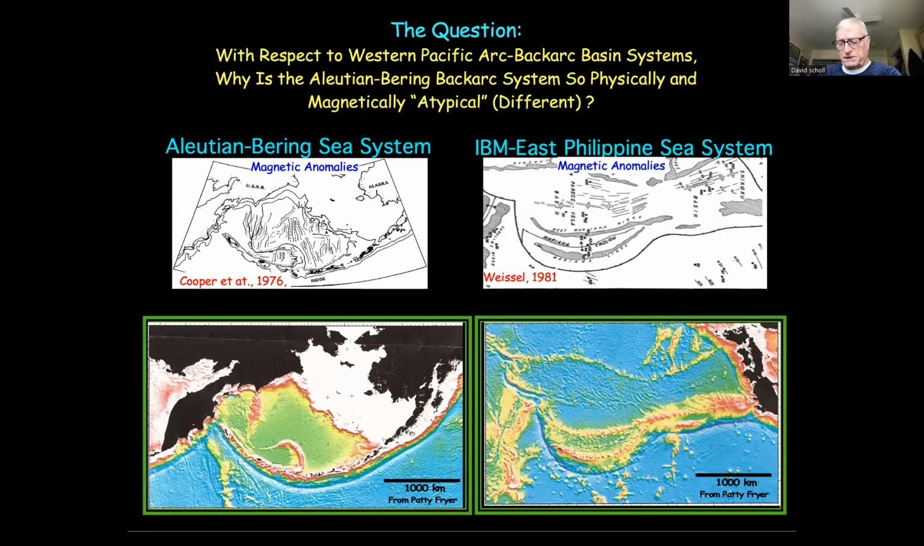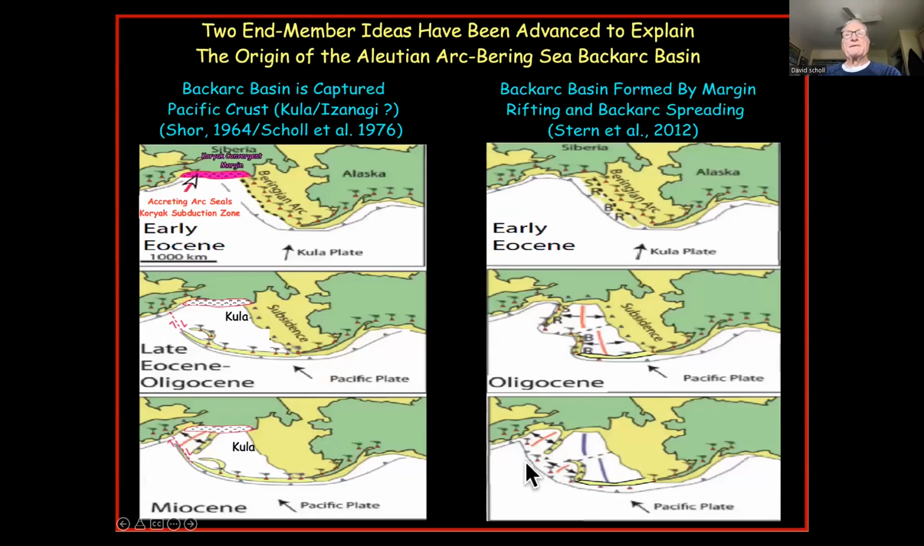A couple of ideas have come forward on this. And these are just some cartoons. One idea is that the back arc basin has captured Pacific crust. And that was initially announced by Scholl in 1964. I added a little bit of stuff to it later. The back arc basin, though, could also be formed by margin rifting and back arc spreading, as this diagram shows here. This is something that is a possibility, and this is the other part.